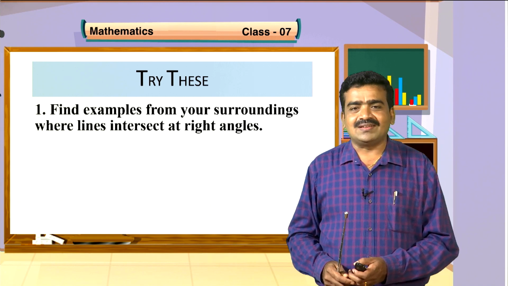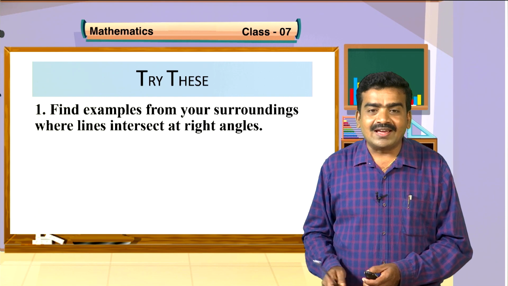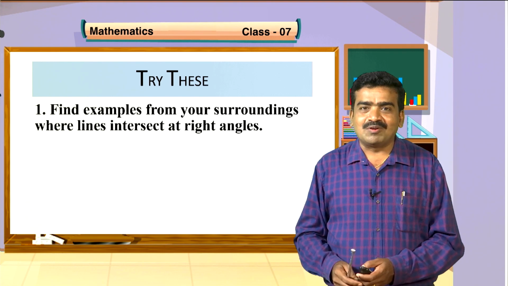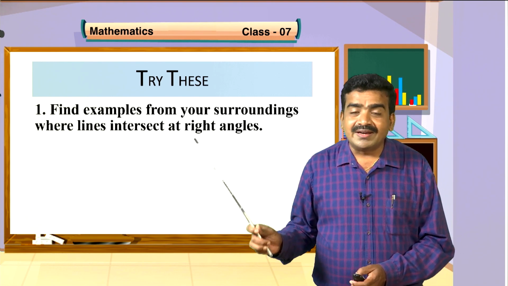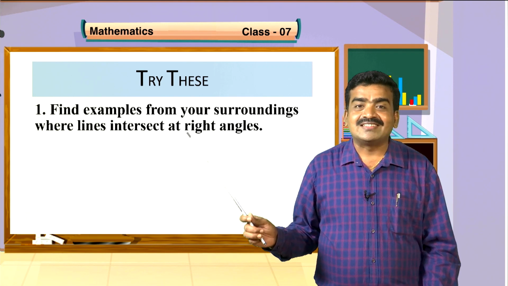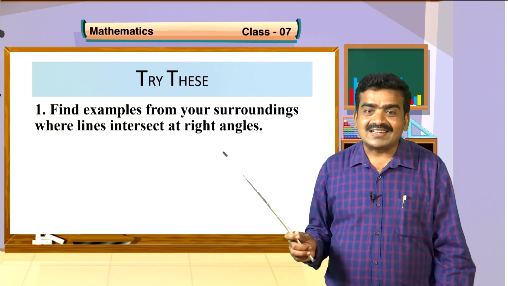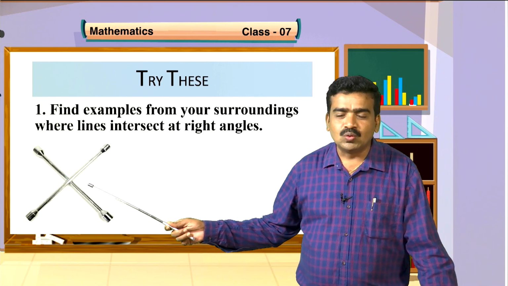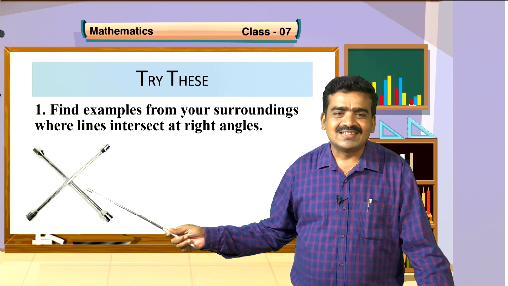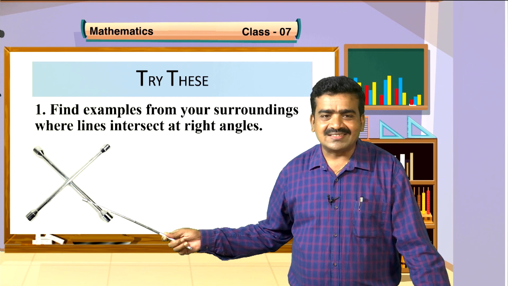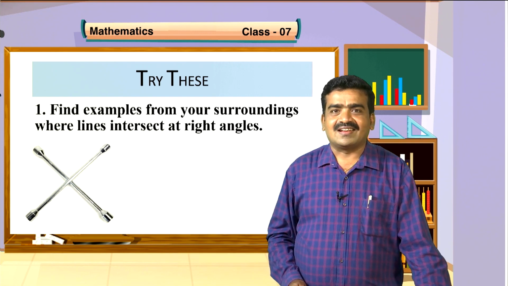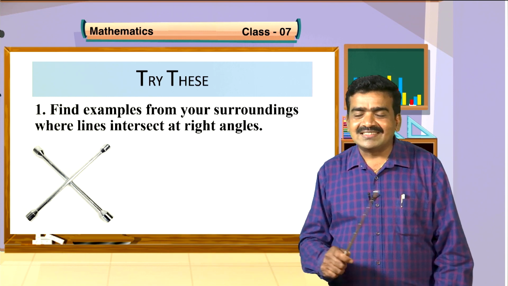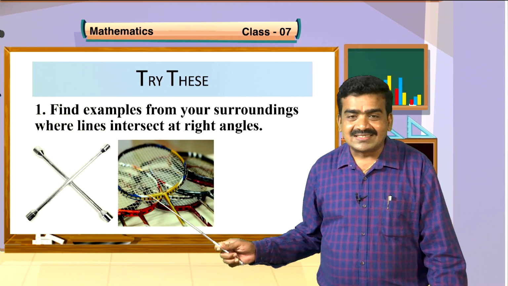Find an example from your surroundings where lines intersect at right angle. We have learnt about intersecting lines. Now you have to identify the situations or examples where the lines are intersecting at right angle. I will give you one such example. Here it is a tool used for automobile vehicles. So in this tool, we can see the rays are intersected at right angle, that is the angle between the two intersecting lines is 90 degree. What is this? Yes, you are right.